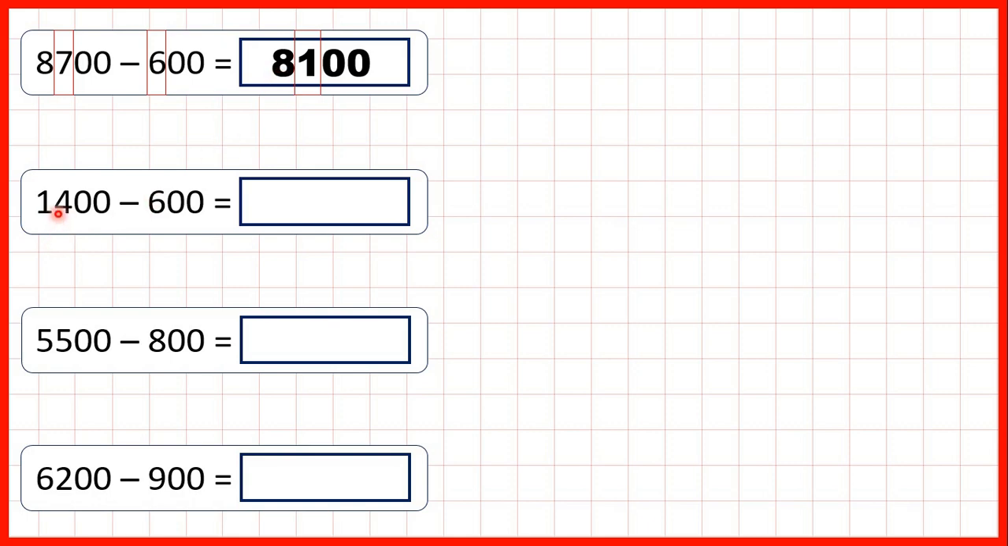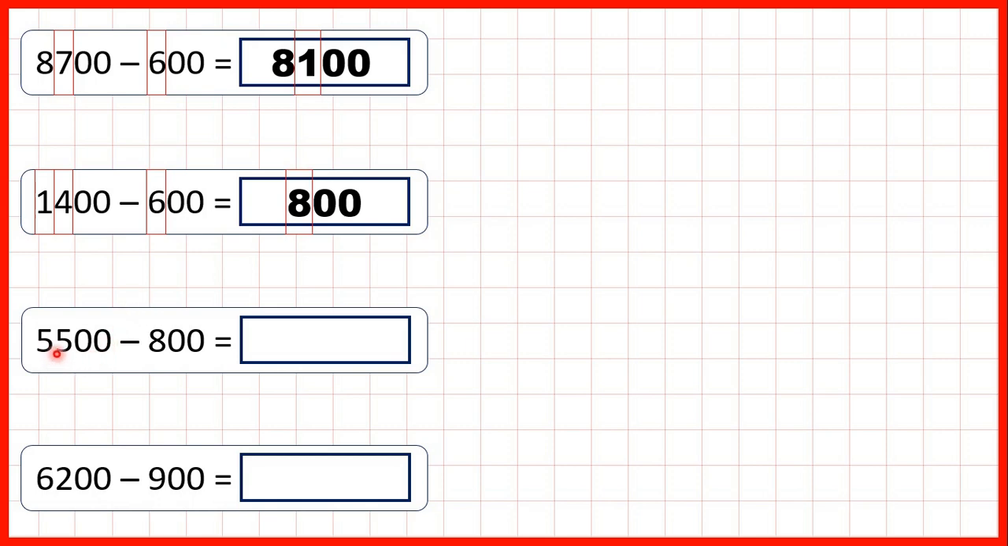Now 1,400 minus 600. This time, when we highlight our hundreds digits, we can see that we're subtracting 600s, but we only start with 400s. So what we need to do here is highlight our thousands digit as well. 14 minus 6 is 8, so our answer is 800.